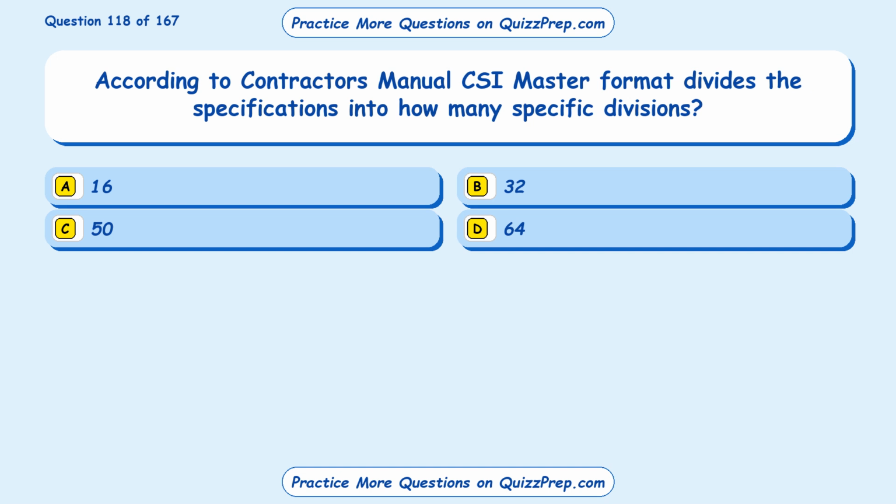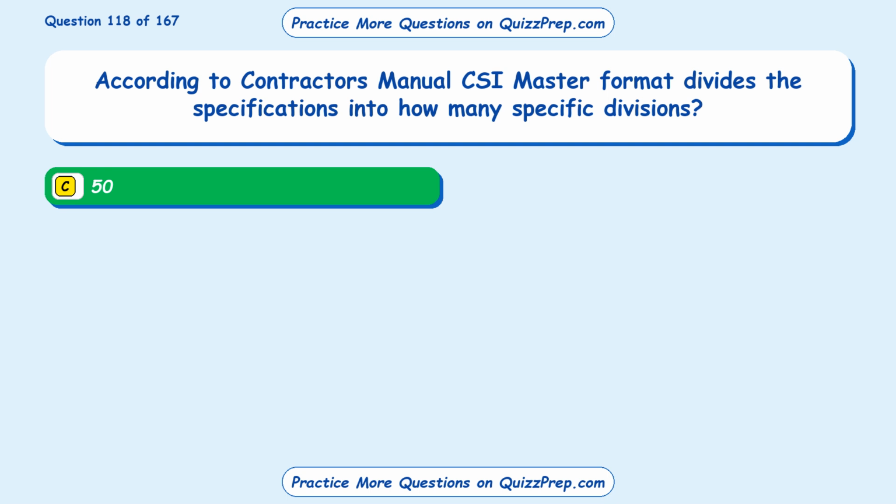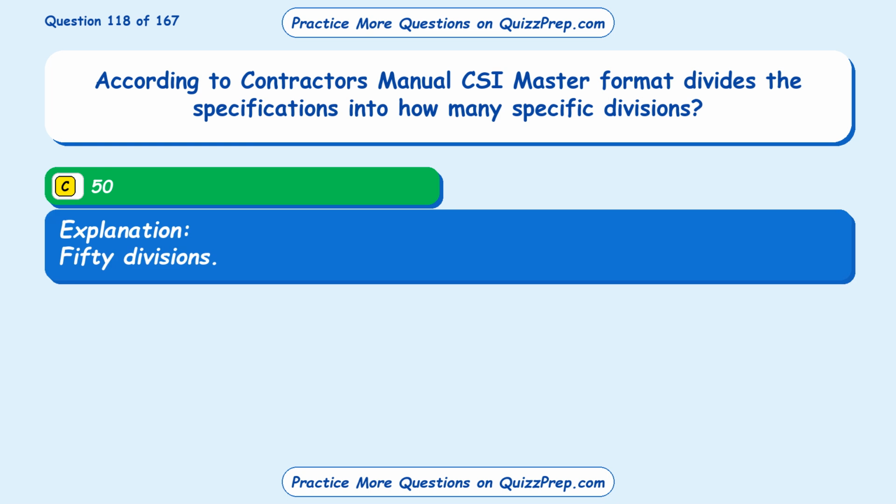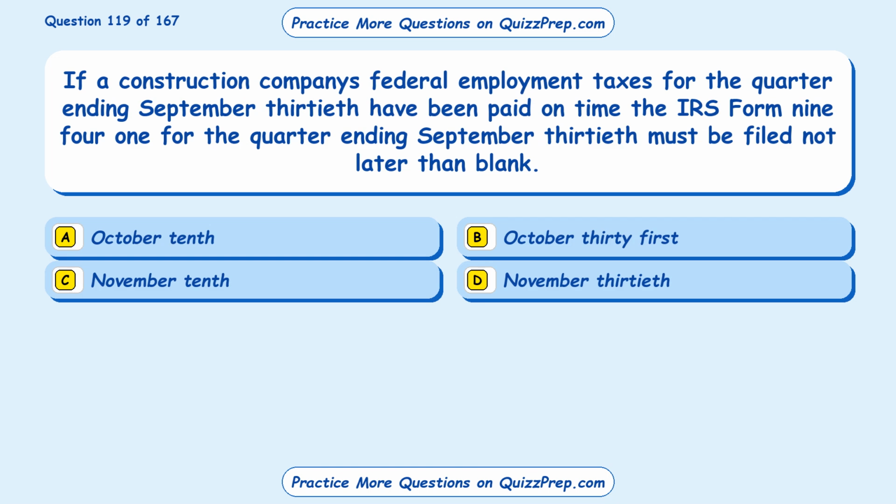Question 118. According to Contractors Manual, CSI Master Format divides the specifications into how many specific divisions? Option A, 16. Option B, 32. Option C, 50. Option D, 64. The correct answer is option C, 50. 50 divisions.